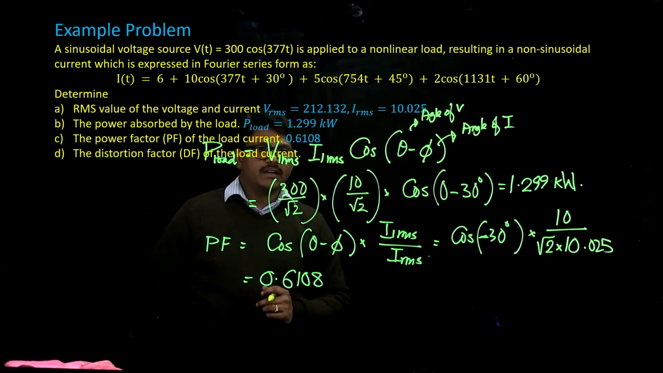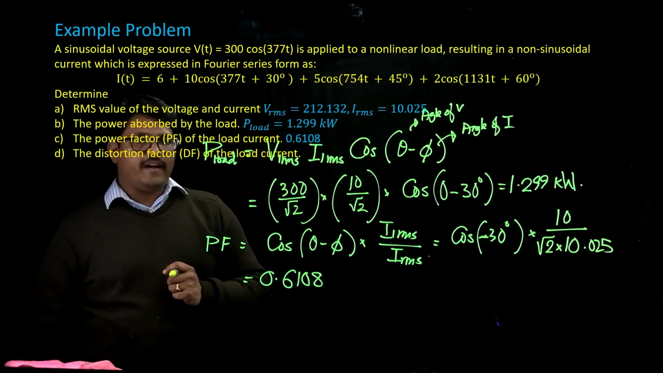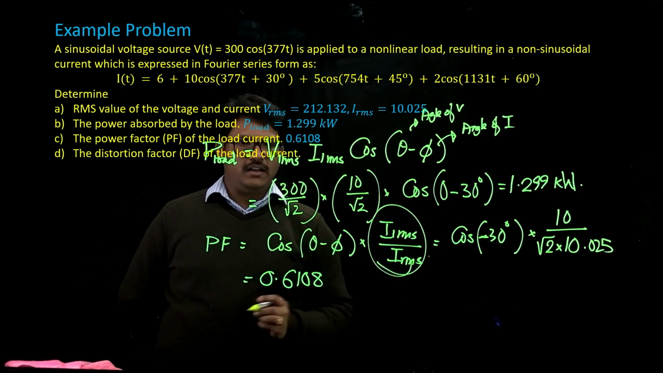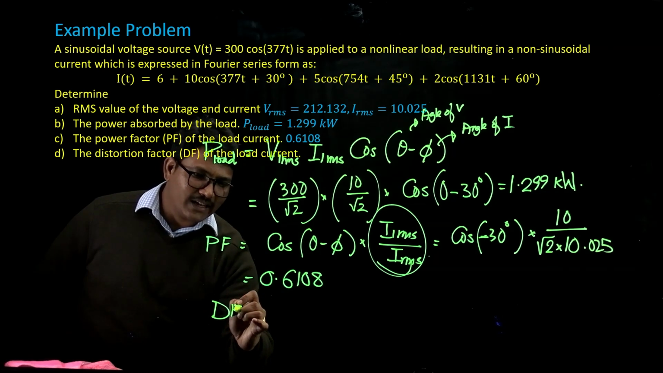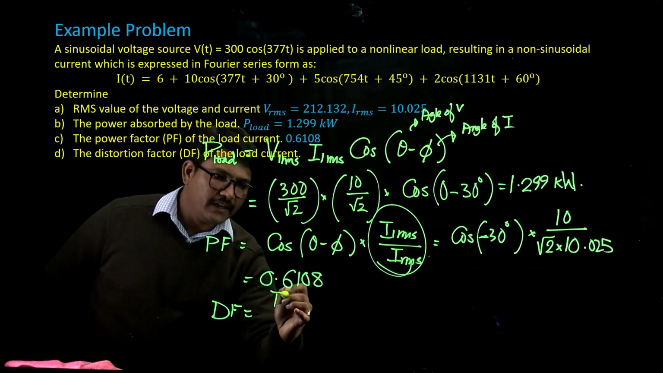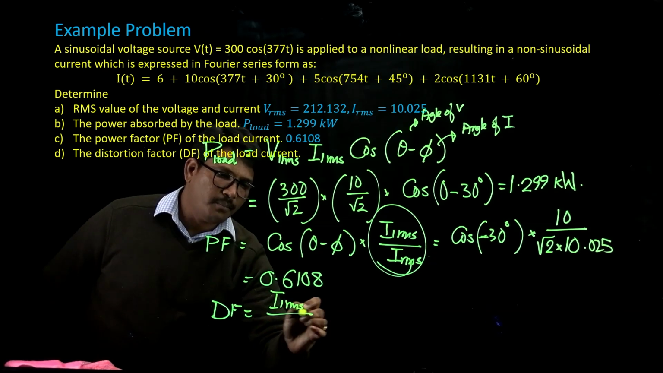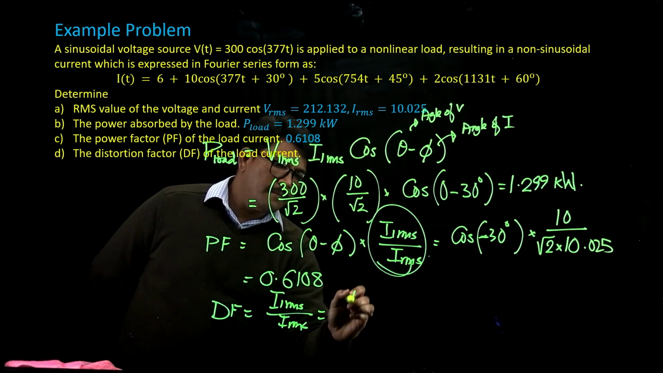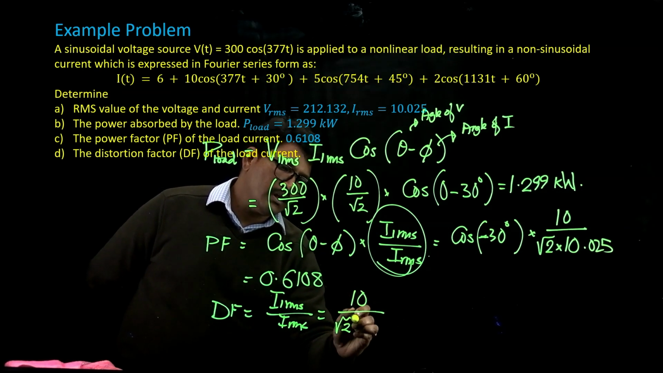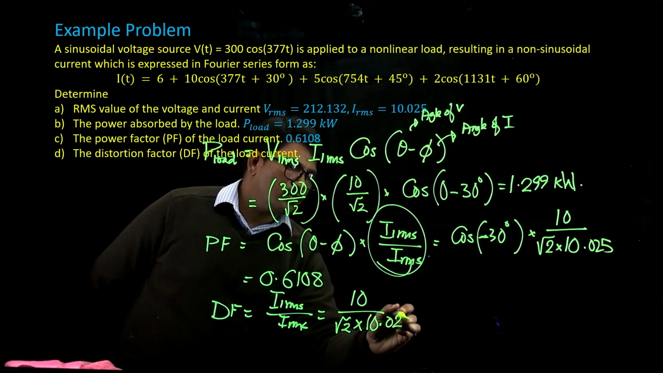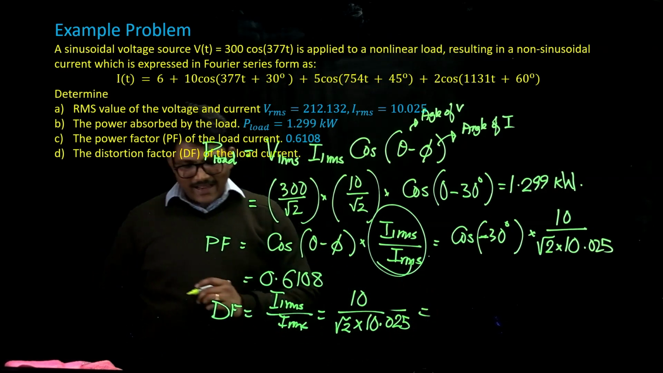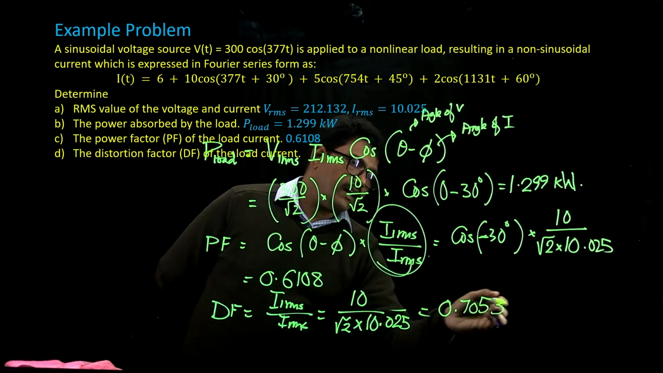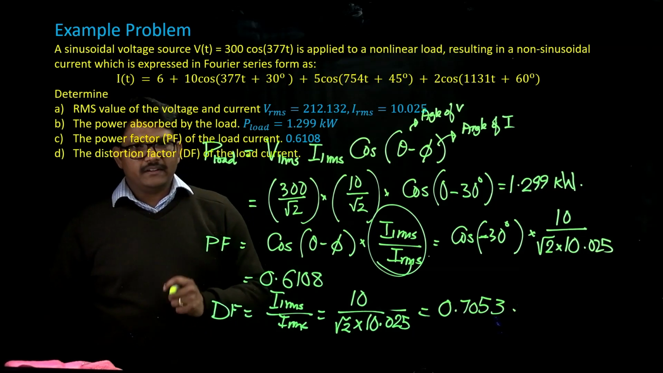After that, if you wanted to calculate the distortion factor of the load current, it is just talking about this particular value. That means the distortion factor of the load current is going to be I1 RMS upon IRMS itself. Now we know that I1 RMS is going to be 10 upon root 2, and IRMS is 10.025. So if you substitute and calculate, you will get 0.7053 as the distortion factor in this case.